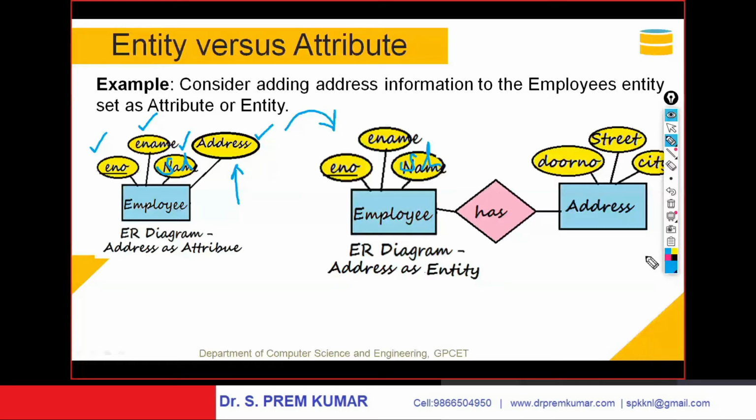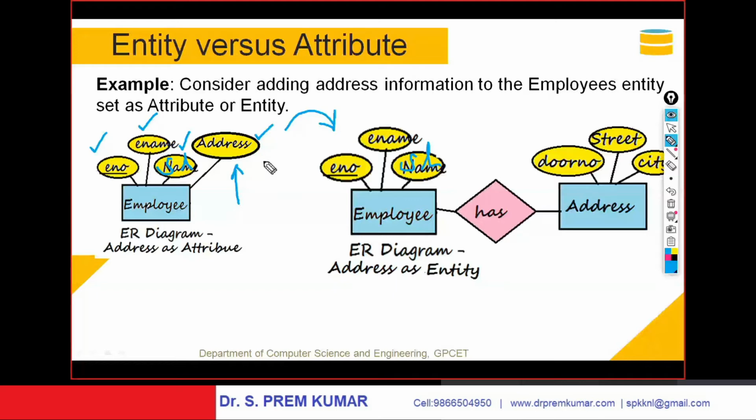Suppose in your database you feel address is not that important and there are many other things to be focused on. Then you don't take address as a separate entity. You take it as an attribute. You take address as an attribute.